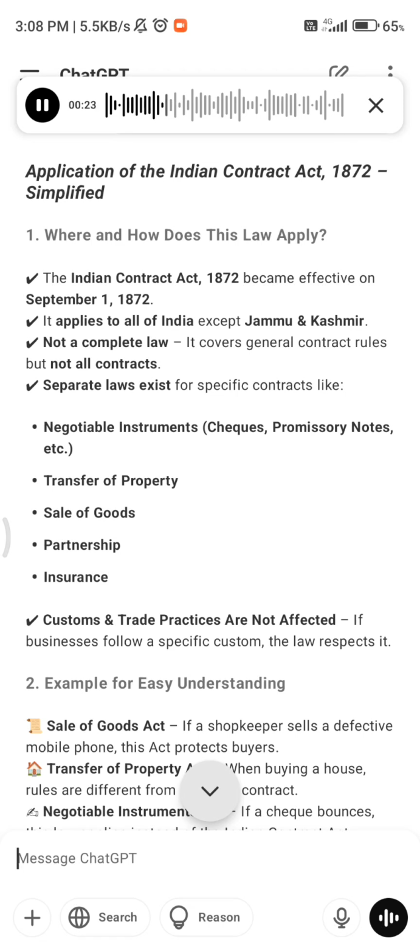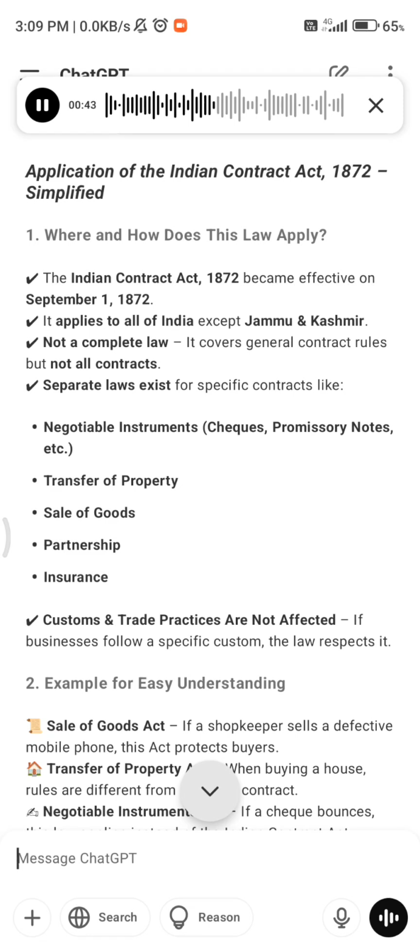Separate laws exist for specific contracts like negotiable instruments, checks, promissory notes, etc. Transfer of property, sale of goods, partnership, insurance. Customs and trade practices are not affected. If businesses follow a specific custom, the law respects it.